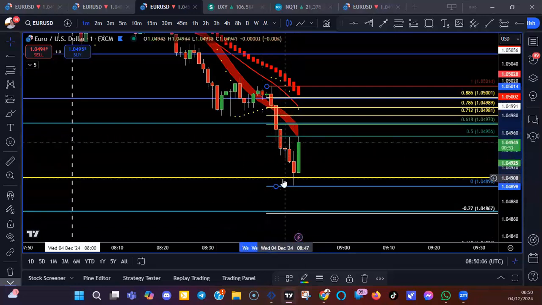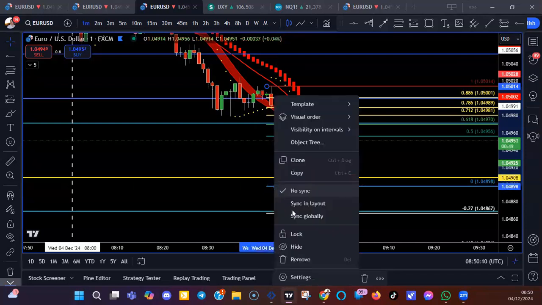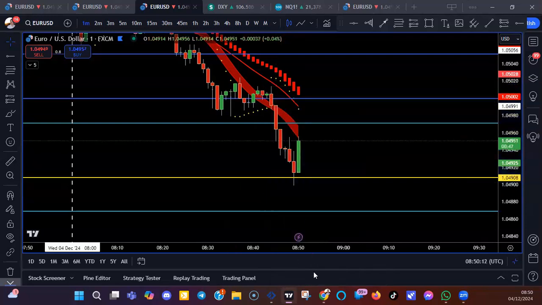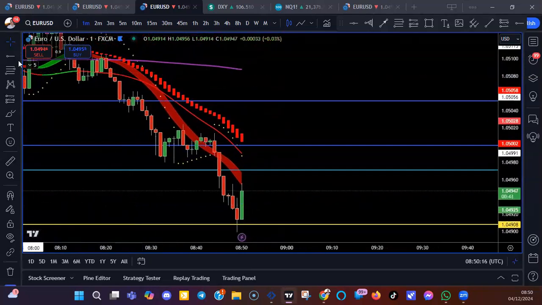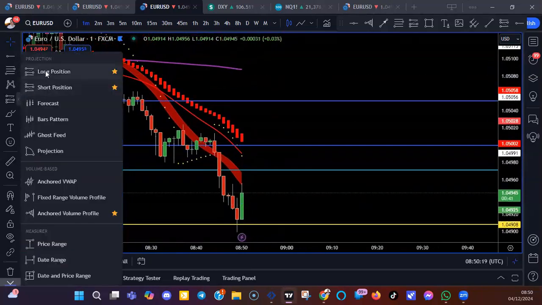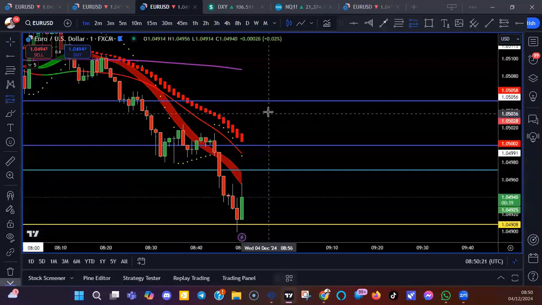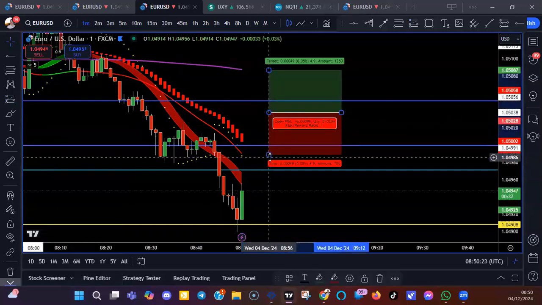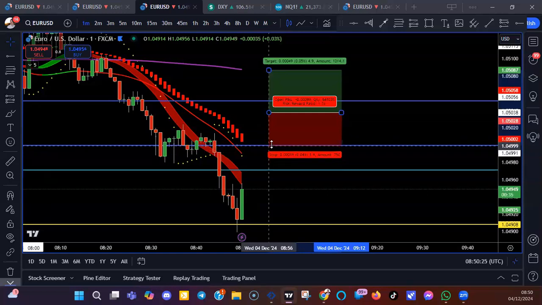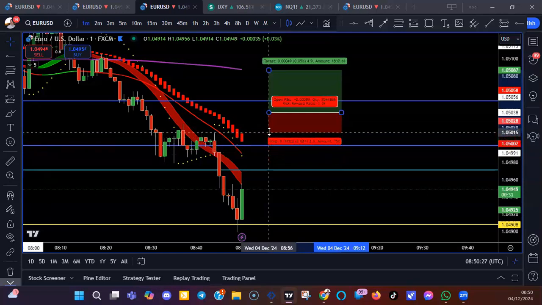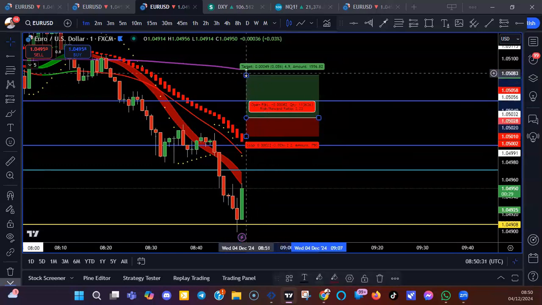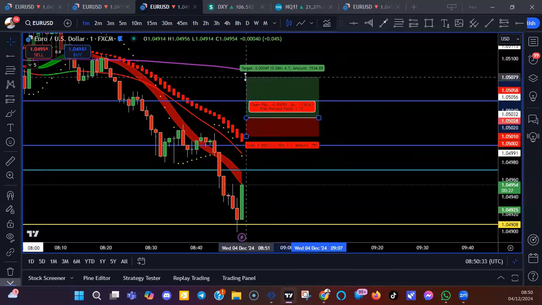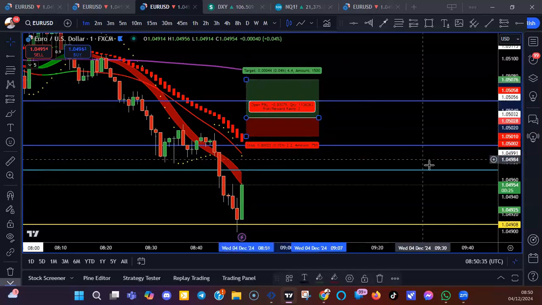There we go. It's touching that 50% line now. Could go beyond that, of course. I'll take that out now. So this is the scenario we want to see for a buy. Low position. We will be interested until it gets up to here, at least. This area here. Something like that.